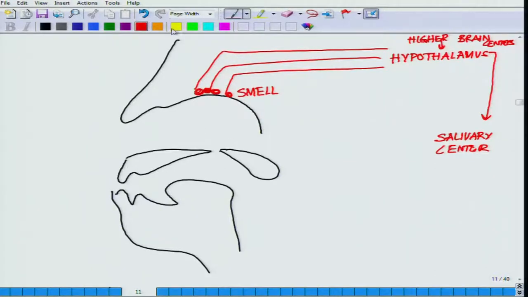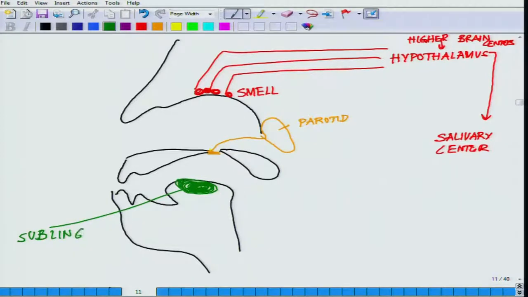And from here, let me use a dark color that will help you understand. Here you have the parotid gland, and just underneath your teeth, out here, you have the sublingual gland. And very, very close to it, somewhere out here, and this is all connected with each other by the way, is the submandibular gland.